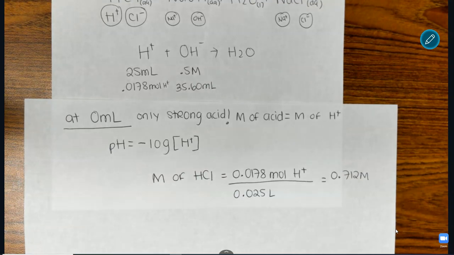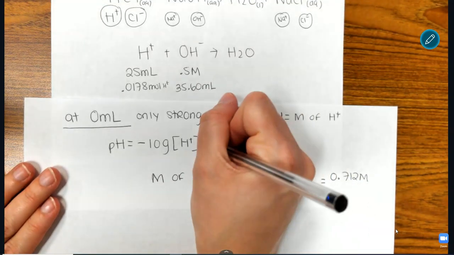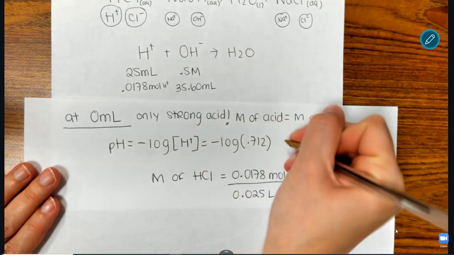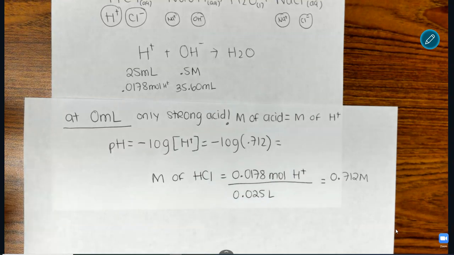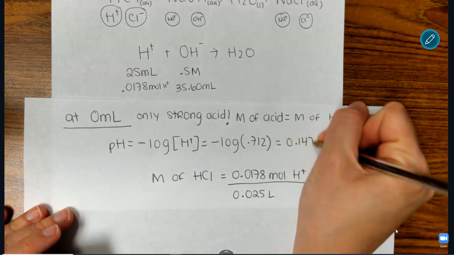And so to solve for pH, all you do is you negative log, again, that molarity. So pH will be negative log 0.712. And that will give us a pretty low pH. But it's a strong acid, so that doesn't seem unreasonable, 0.147.